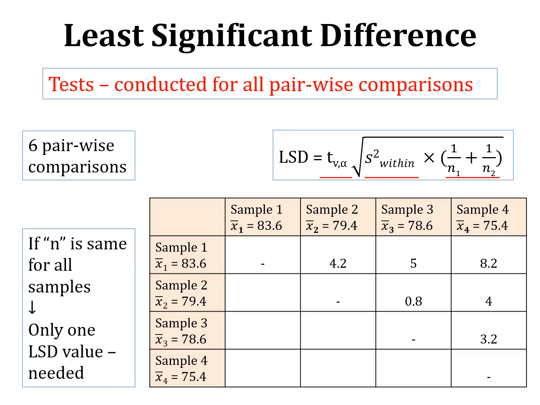But if the number of observations is the same in all of the groups, then we don't have to calculate the LSD for all these 6 pairs of means. So we are going to calculate only one LSD value, and that will suffice for all of these 6 pairs, because in the formula, the only thing that is different is the number of observations in the 2 samples being compared, right? The rest of the values are going to remain the same. So your life is easy if you have an equal number of observations in all samples.